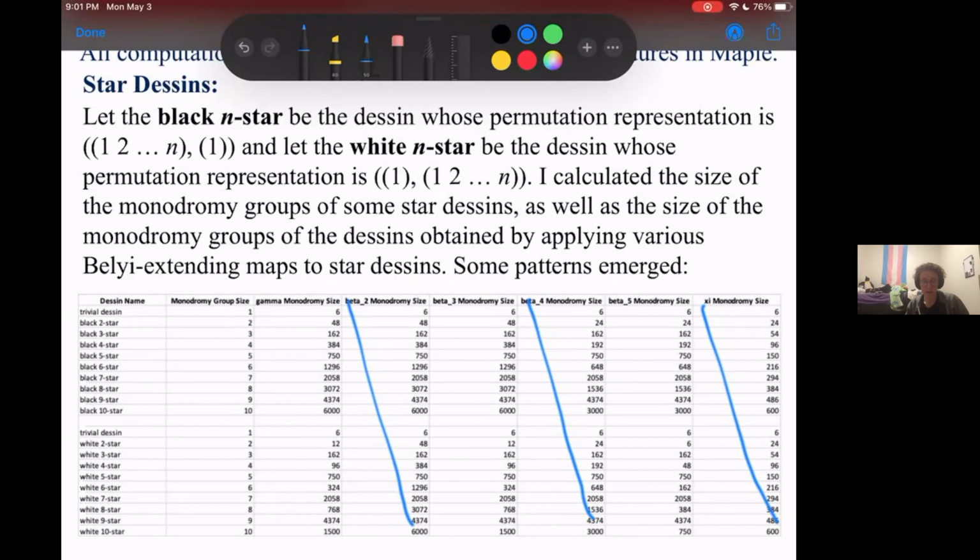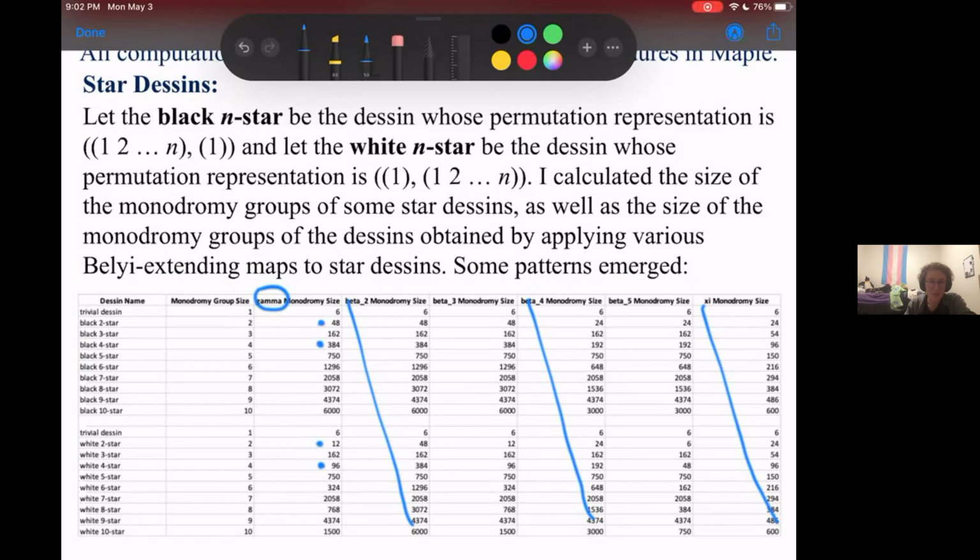But for example, this map gamma here, we actually get a more interesting pattern. After applying gamma to the black 2 star, we get a monodromy group of size 48. Whereas applying this map to the white 2 star, we get a monodromy group of size 12. For the black 4 star, we get a monodromy group of size 384. And for the white 4 star, we get a monodromy group of size 96. And this same pattern continues.